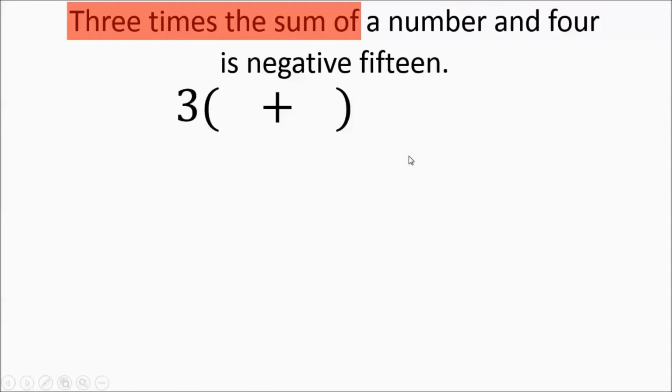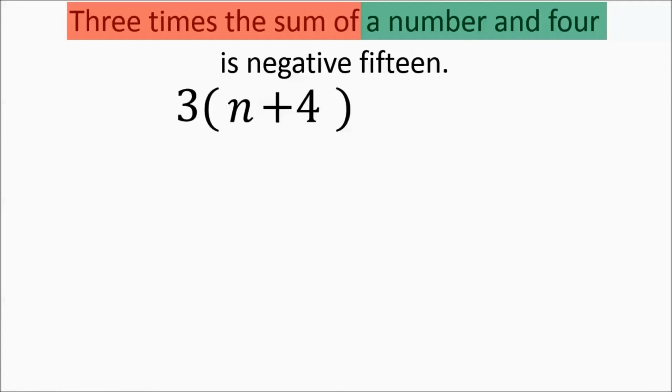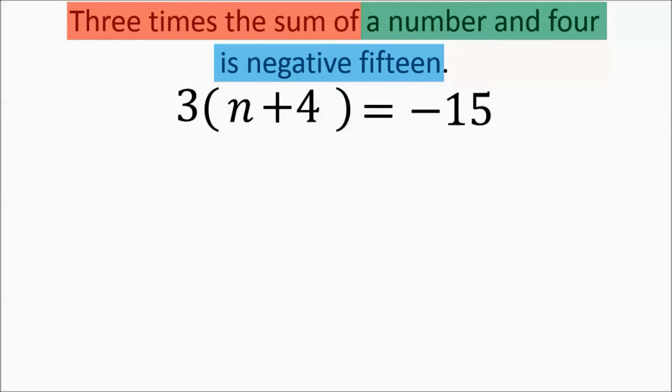So then it says, well, what are we going to add in those parentheses? It says a number and 4. So the sum of a number and 4 is negative 15. There's a couple different ways you could do this to solve for n.